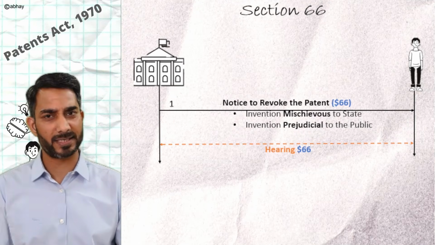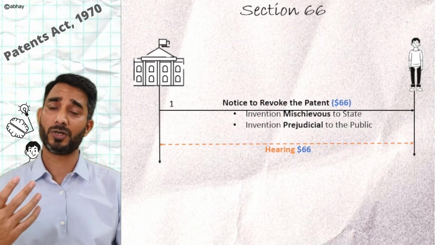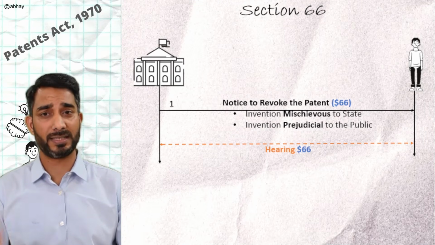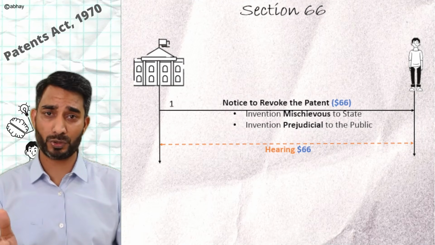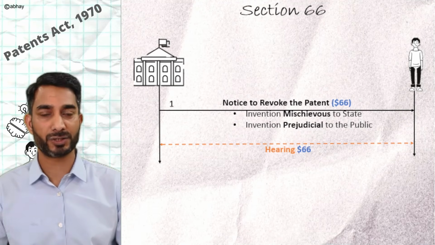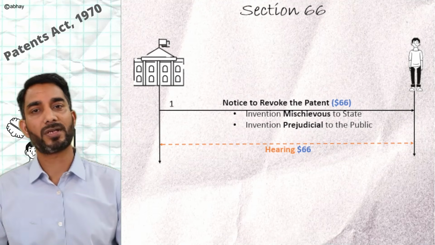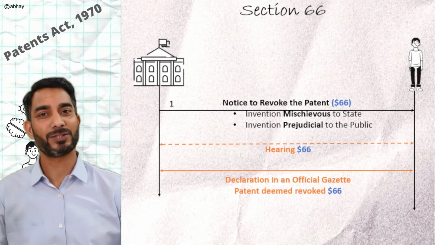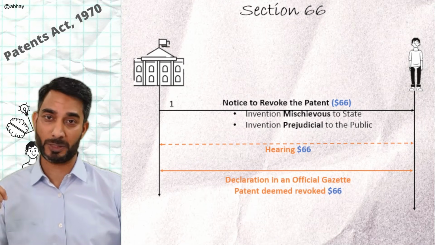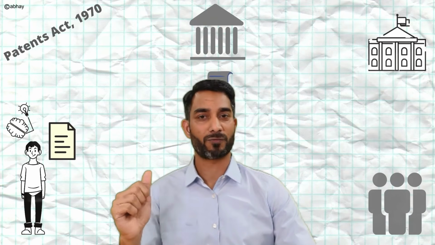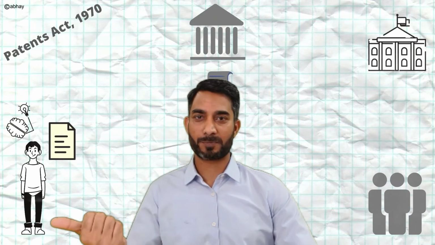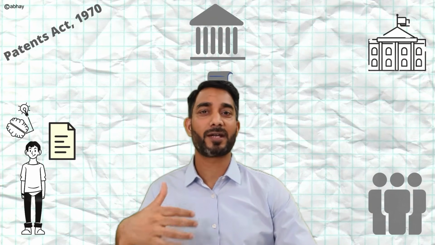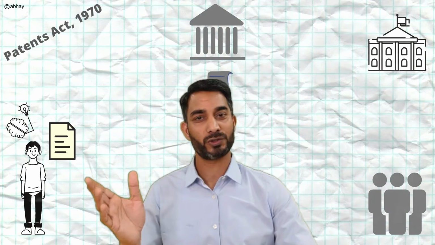Once the hearing is conducted and the central government is still of the view that the invention is indeed prejudicial to the public, it can declare its decision in an official gazette, and thereafter the patent will be deemed to be revoked. With this, we have evaluated all the options available to us for objecting to a grant of a patent: pre-grant opposition, post-grant opposition, and revocation as per sections 64 to 66.